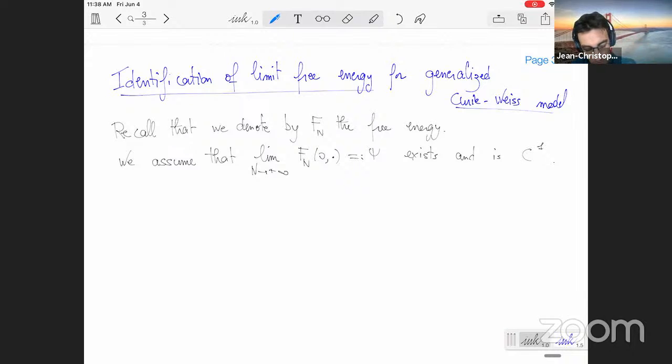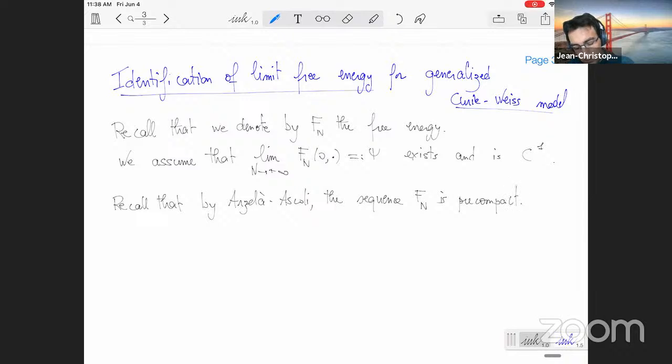Recall that by Arzela-Ascoli, the sequence Fn is pre-compact. So let F be a subsequential limit.